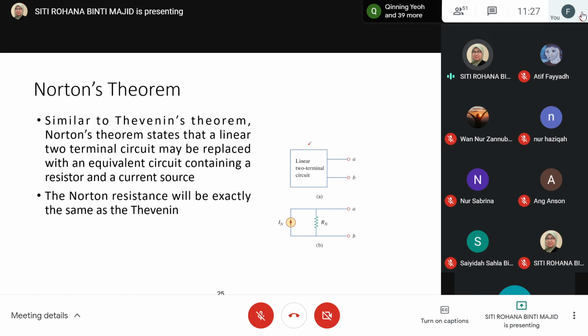And we want to know about Norton theorem. Norton and Thevenin are cousins, because Thevenin will be in series, Norton will be in parallel. For Norton theorem, a linear two-terminal circuit is replaced with an equivalent circuit of a resistor and a current source. The Norton resistance is exactly the same as the Thevenin. So here we have I Norton and R Norton, and you can see this is the parallel type.